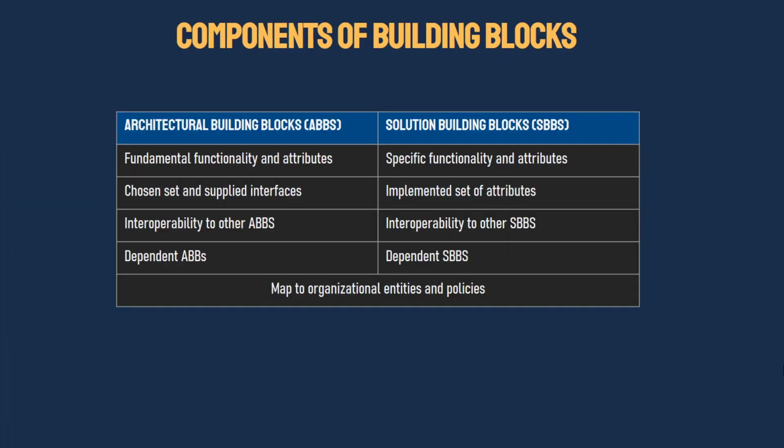Components of building blocks. Let's take a look at some of the differences between the two. Architecture building blocks describe fundamental functionality and attributes, whereas solution building blocks have specific functionality and attributes. Architecture building blocks have a chosen set of supplied interfaces. Solution building blocks deal with the implemented set of attributes.